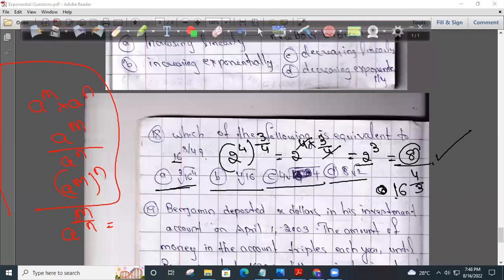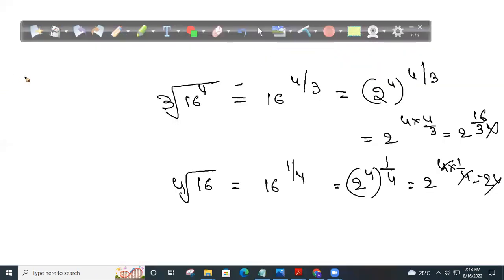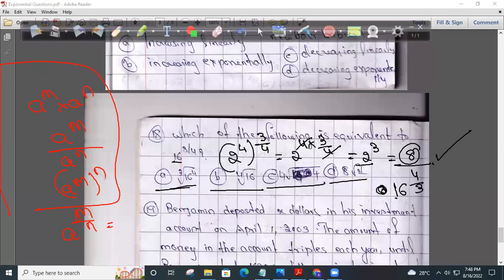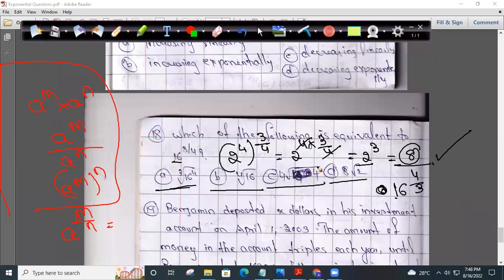Now see the next option. 4 into square root of 4. The square root of 4 is 2, and 4 into 2 is 8. So 8 is my answer, which is C for Chennai. See how simple this is. So C for Chennai is my perfect answer.